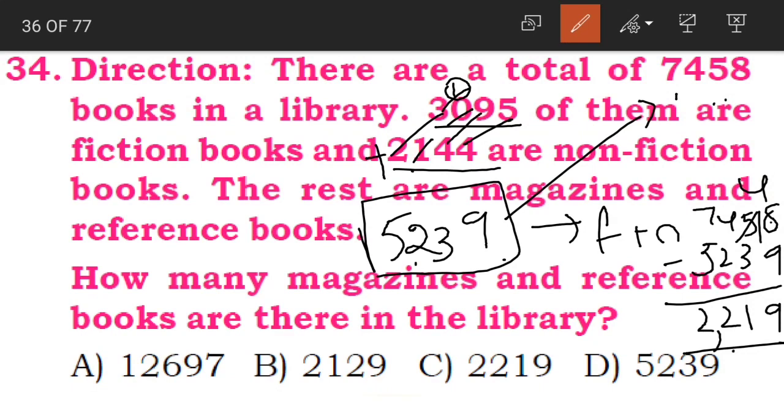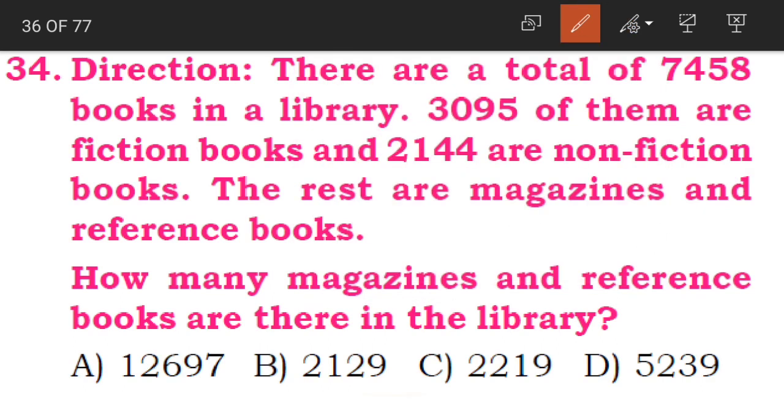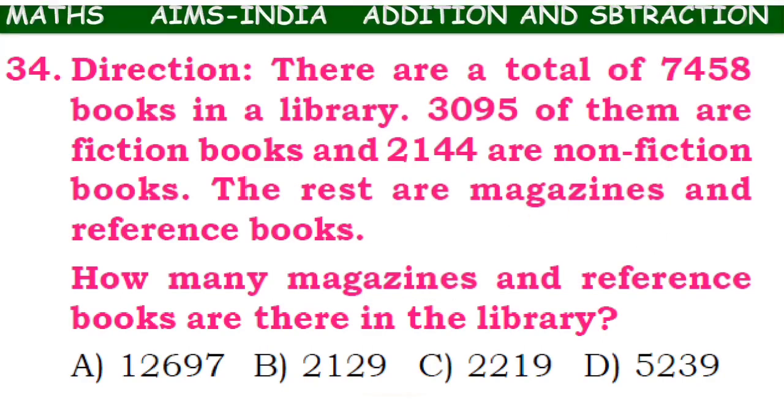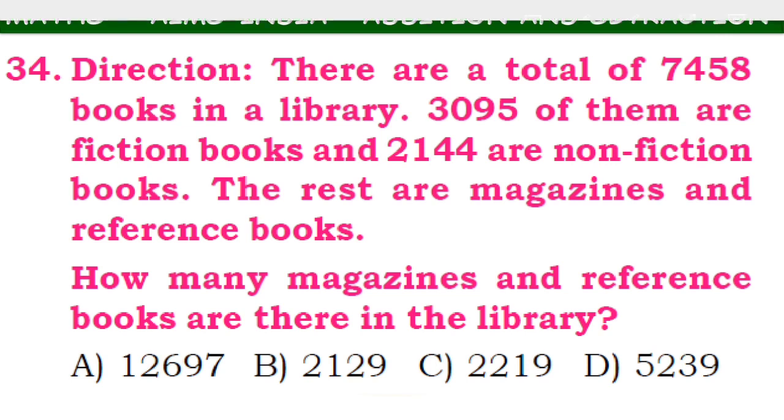2239 children. What is this? This is the remaining books. What are these remaining books? Magazines and references. Understood? You need to understand the question first. When you understand it clearly, you will be able to solve it correctly. Please take your time, children, to read the question twice or thrice. Okay? Then understand what they are exactly asking in the question.